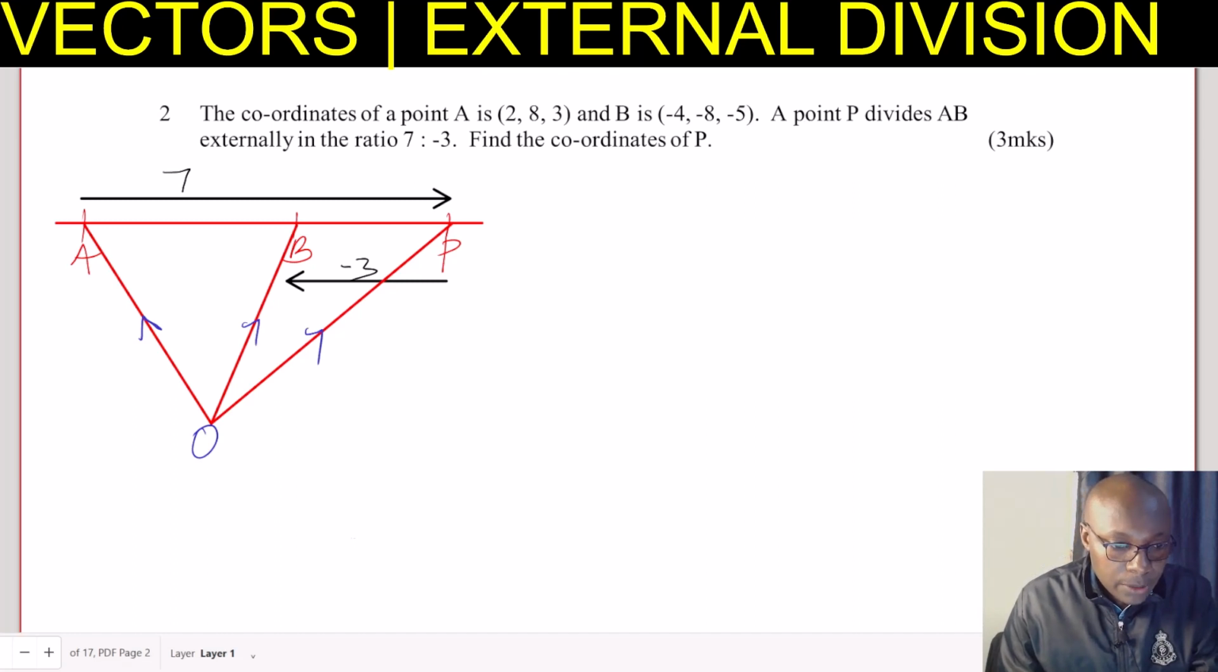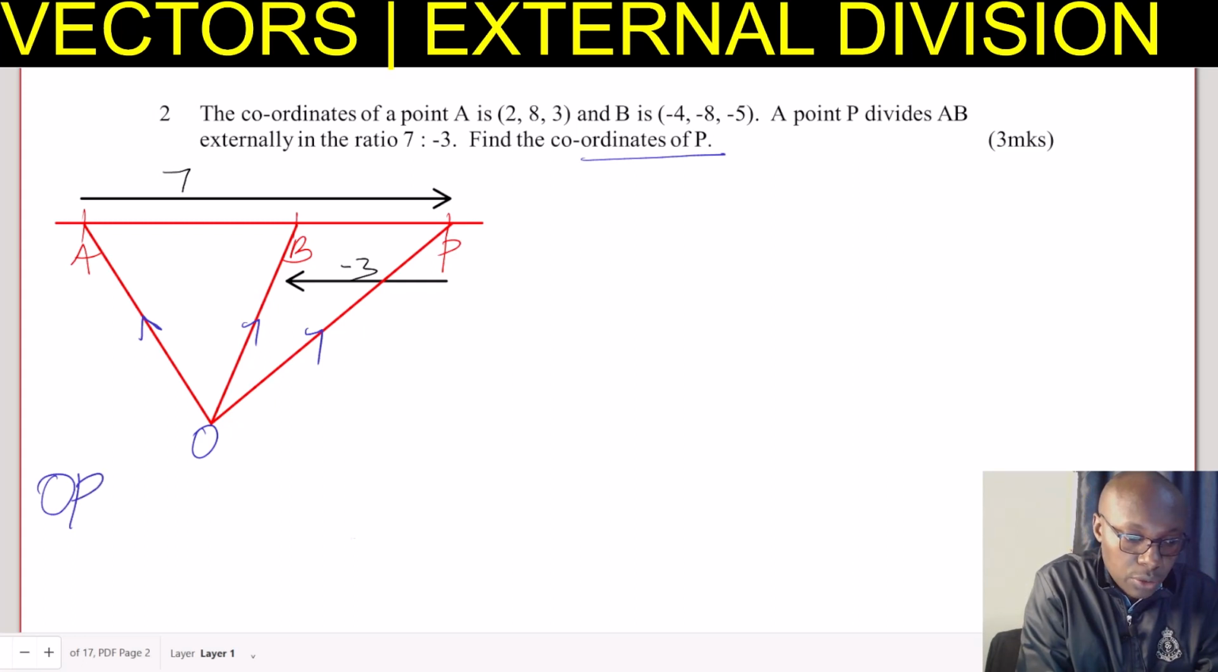Now having that, we have the position vectors of A, B, and P. Now to obtain the coordinates of P, we would simply be required to get the position vector of P, which is OP. Once we get OP, that will give us the coordinate of P. So to get OP, we are going to use the ratio theorem, and this is how we do it.